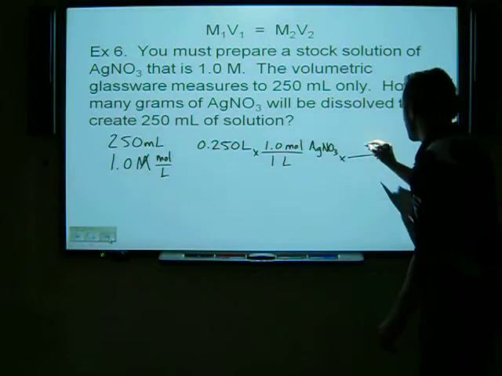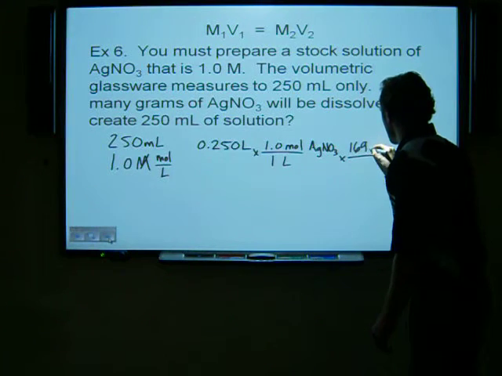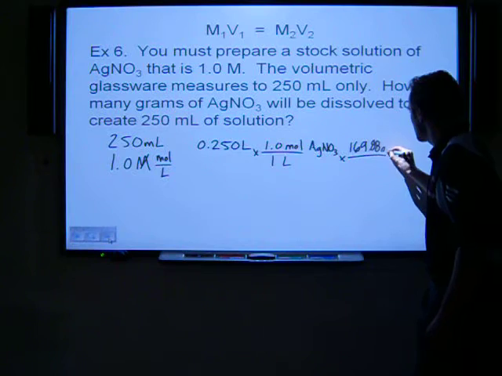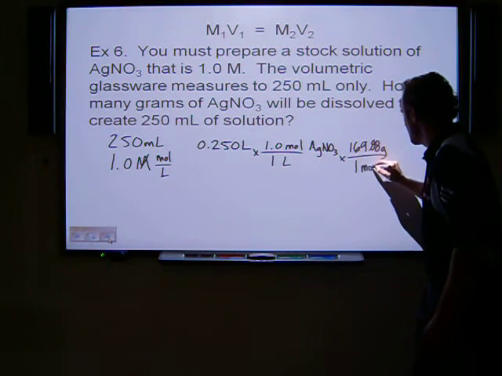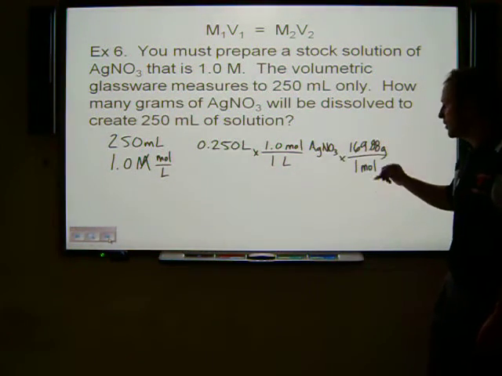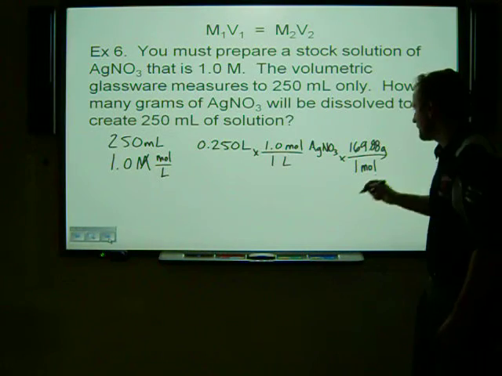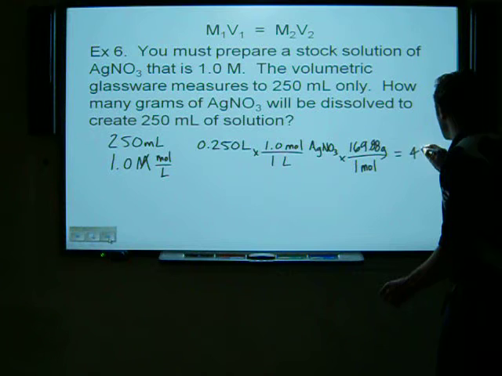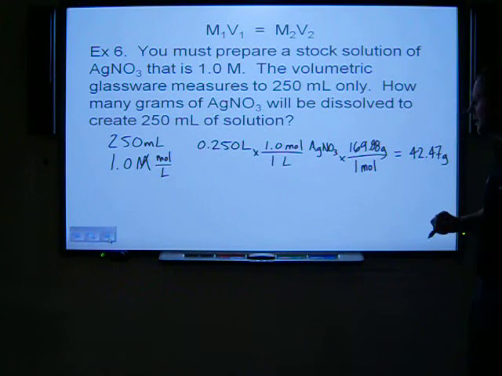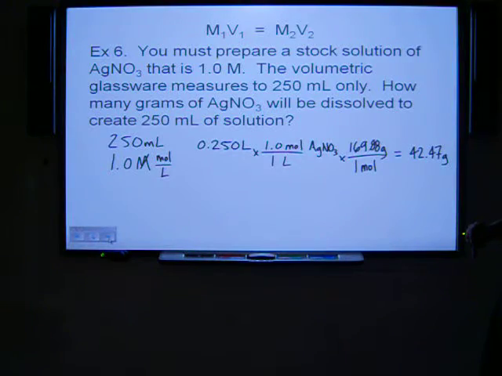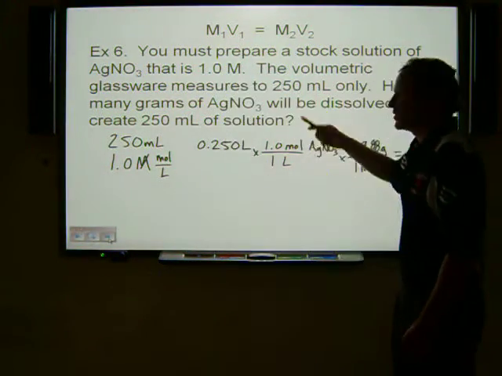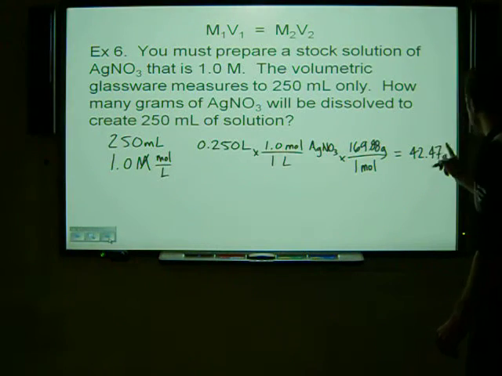Molar mass of silver nitrate is 169.88 grams per 1 mole. My moles cancel. I'm left in grams. And then finally, when I solve this all out, it turns out to be 42.47 grams. Let's cut this down to size now and let's do sig figs. In this case, I'm limited by 2 sig figs and 2 sig figs. So let's go and round this off to 42.